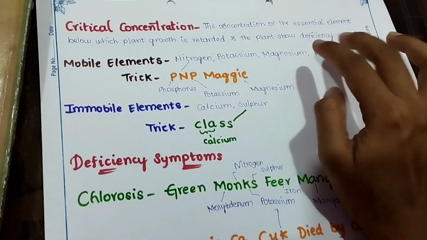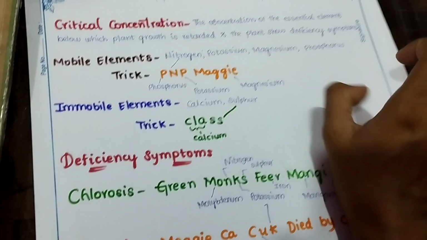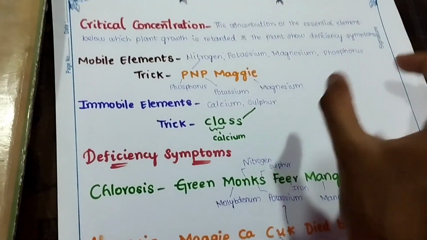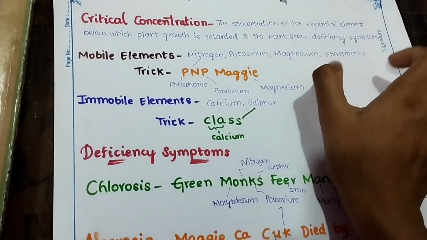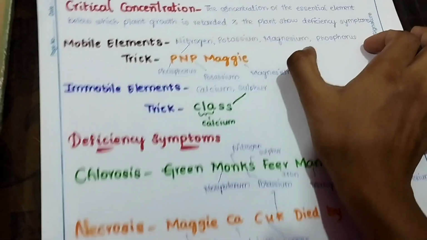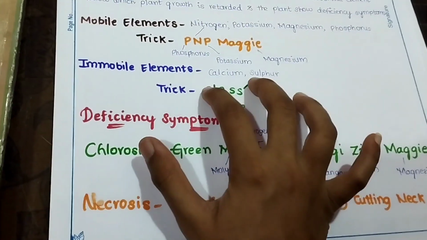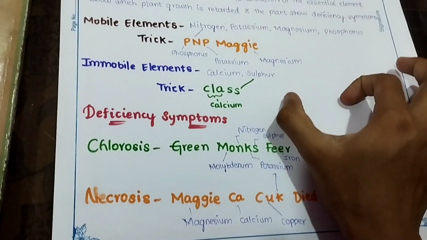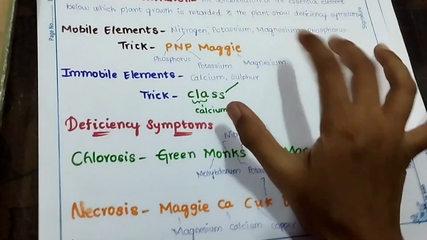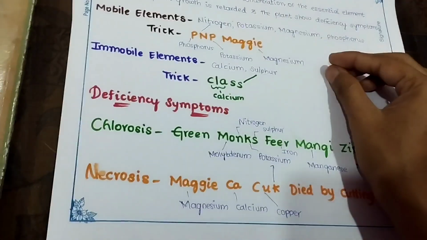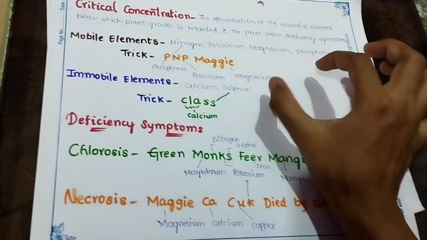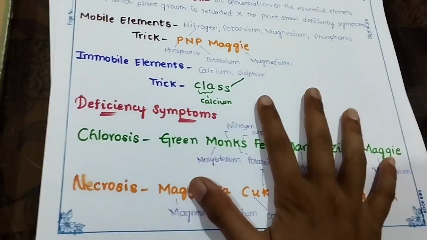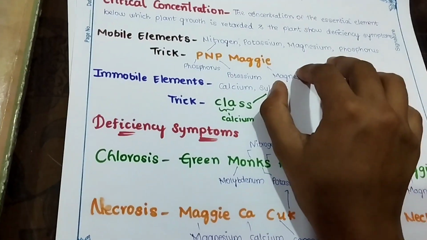One more important point to remember here is that the deficiency symptom for mobile elements first appears in senescent parts, because in senescent parts these elements will be broken down and sent to young leaves. So the element is deficient first in senescent parts. Whereas for immobile elements, the deficiency symptoms first appear in younger leaves or younger parts, because they can't be mobilized to younger parts; they remain in senescent parts only. So the mineral will be deficient first for young leaves, so the symptoms will appear first in young leaves. This is the most important point to remember here.